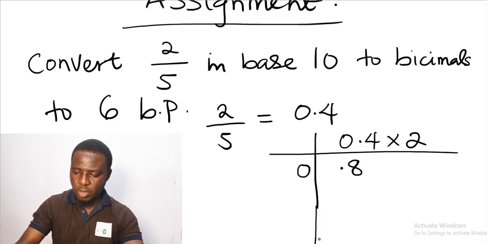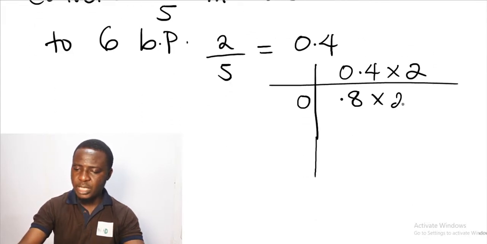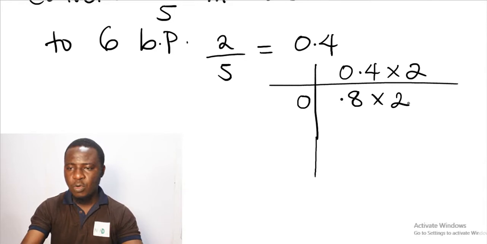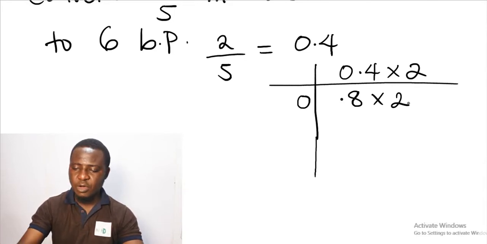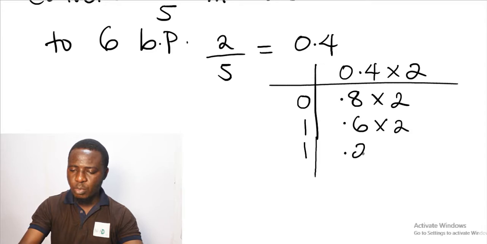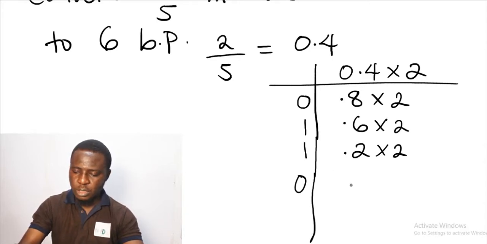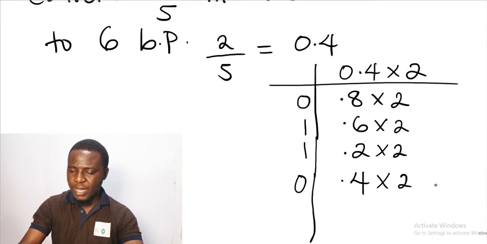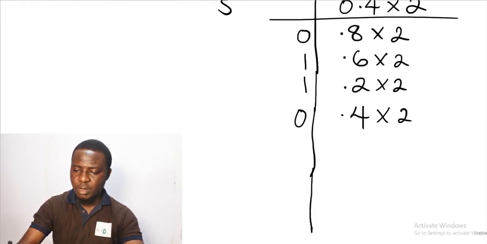I'll take the 0 out. Multiply 0.8 by 2. You always take the whole number part to the other side of the divide. 0.8 times 2 is 1.6. The 1 goes to that side, and I'll also multiply 0.6 by 2. That gives me 1.2. So this becomes 1.2 multiplied by 2 again. It gives me 0.4. It becomes 0.4 multiplied by 2. This gives me 0.8.